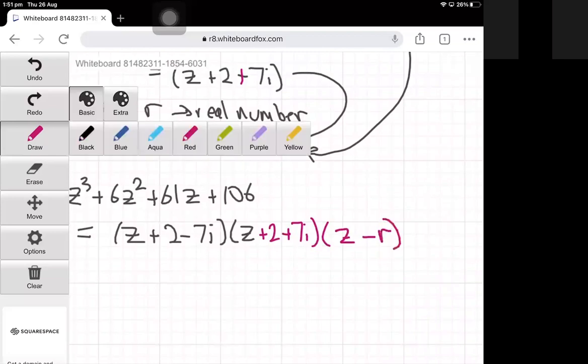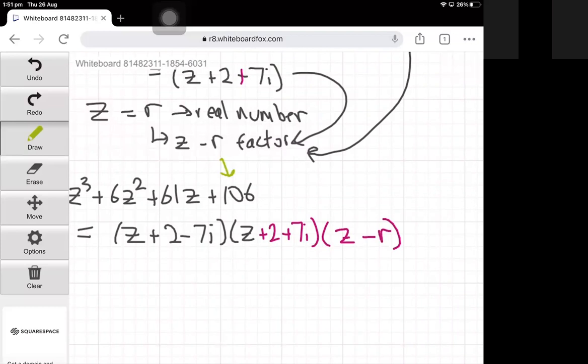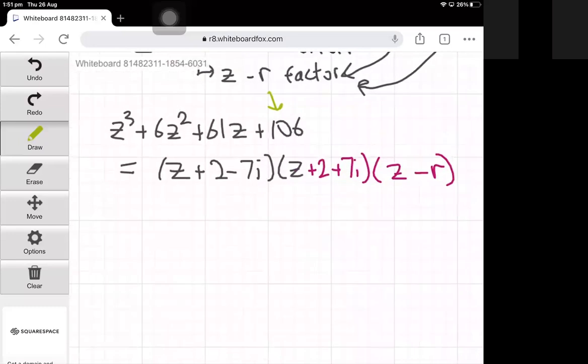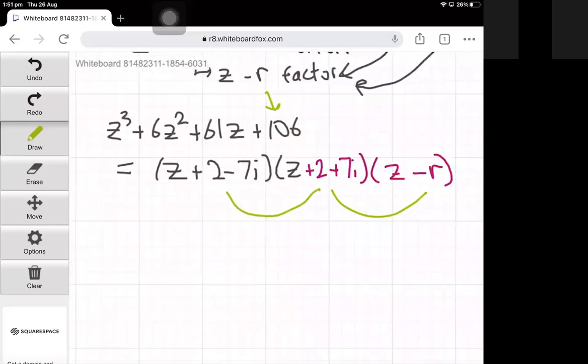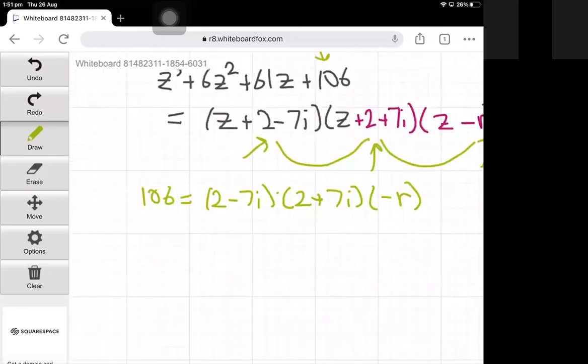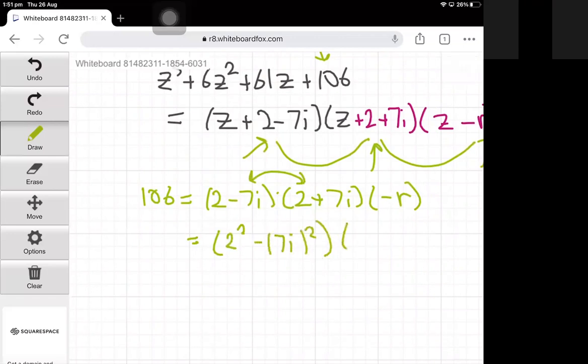Now to find r, all we have to do is just look at this constant coefficient over here, which is 106. To find the constant coefficient on the right-hand side, we have to multiply these numbers to get the constant coefficient. What we can do is equate 106 with the product of these three numbers. We have 106 is equal to 2 minus 7i times 2 plus 7i times negative r. So this is equal to, we can do difference of two squares. So that's 2 squared minus 7i squared times negative r.